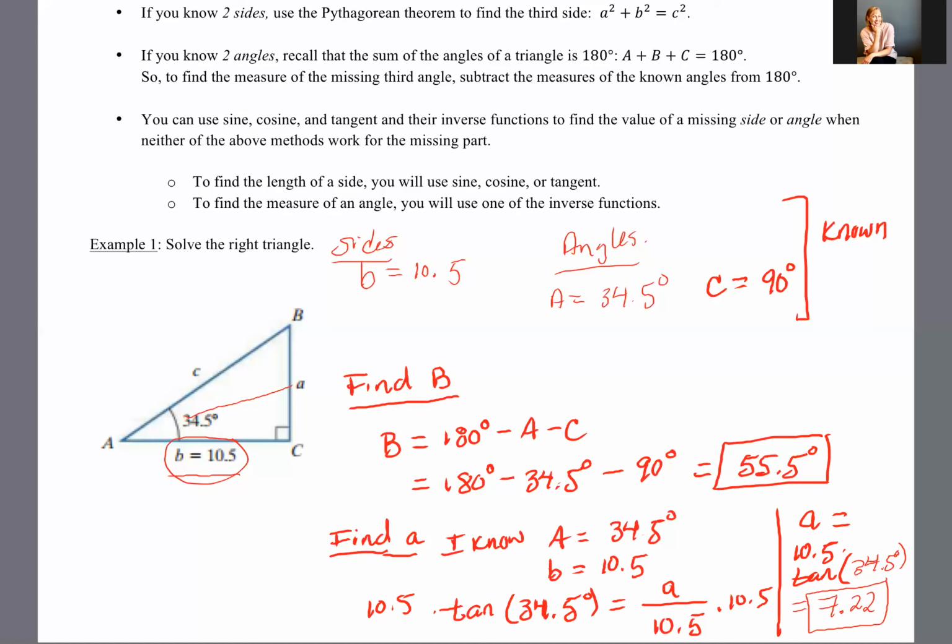Okay, so now I know angle B, angle A, and angle C. So I know all 3 angles. I know side B, I know side A. One thing missing, I need to find side C. I have 2 options here. One is I could use the Pythagorean theorem, or I could use inverses again. I think I'm going to use inverses.